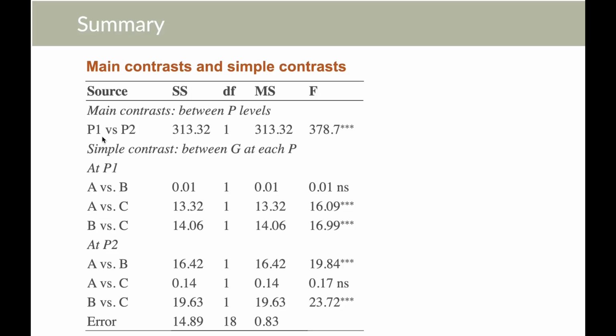This is the main contrast between two phosphorus levels. This one is a simple contrast. This is the pairwise comparison between the genotypes at phosphorus level 1. And this is the pairwise comparison between the genotypes at phosphorus level 2.